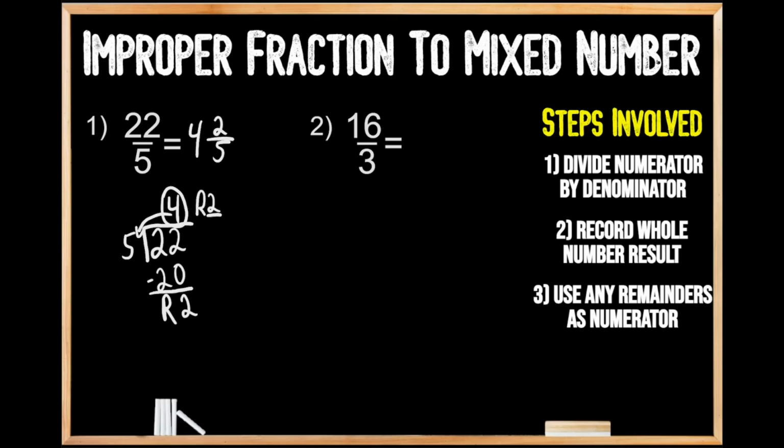So now we're going to move on to question number 2, where this time we're being asked to convert the improper fraction 16/3 into a mixed number. So again, remembering our first step is to divide the numerator by our denominator. So we're going to divide 16 by 3.